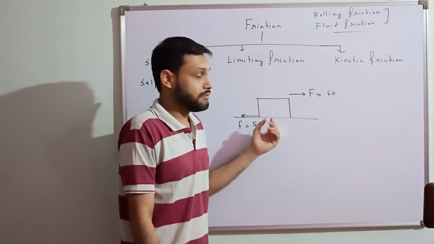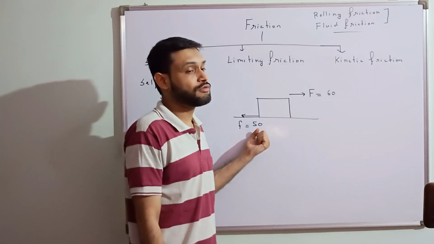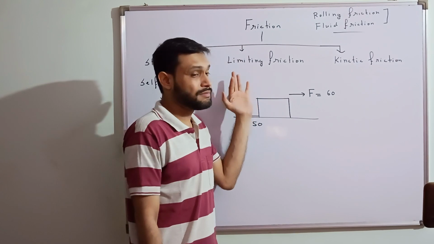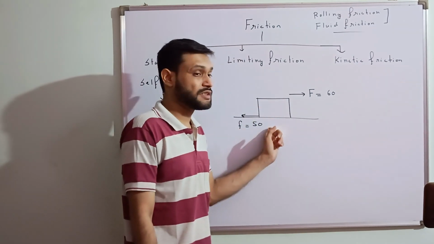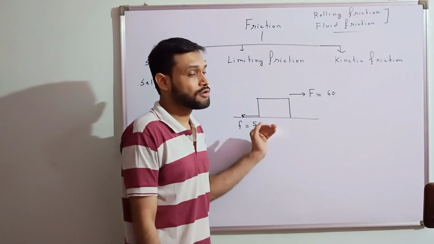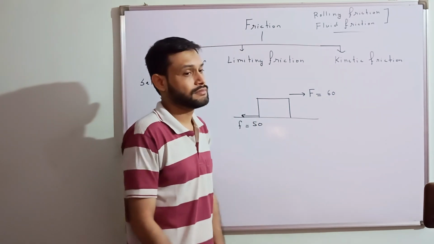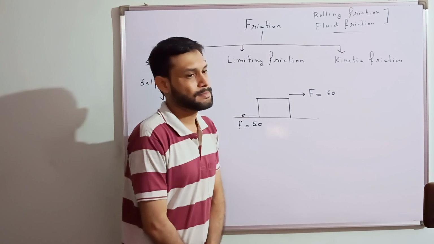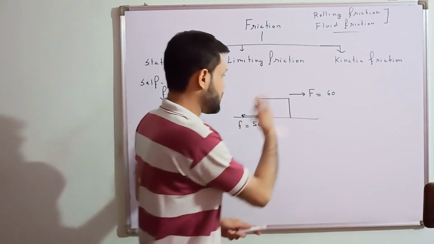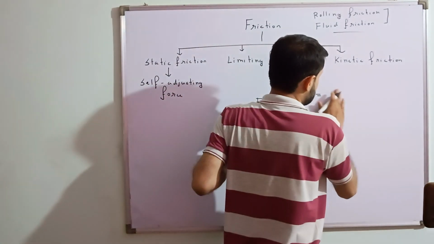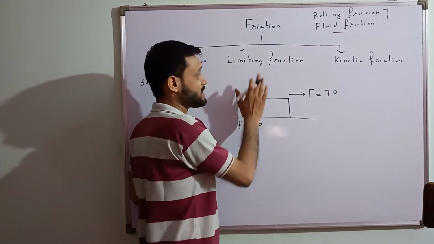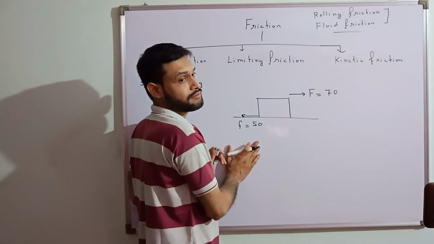See, this time also the friction will be 50 Newton only, because the maximum value of static friction this surface can offer is 50 Newton. It cannot go higher than this. This is the maximum value of static friction. Okay? So if I increase the applied force further, let's say 70 Newton or 80 Newton or 100 Newton, the maximum value of limiting friction will be this one, isn't it?